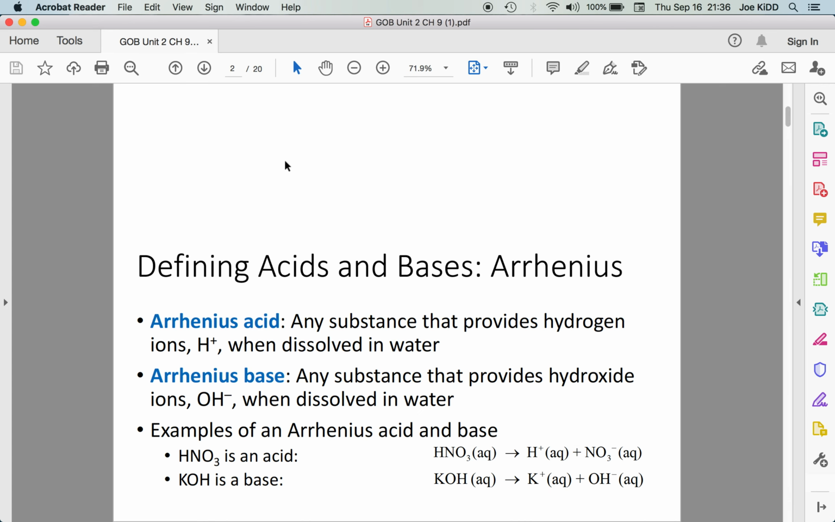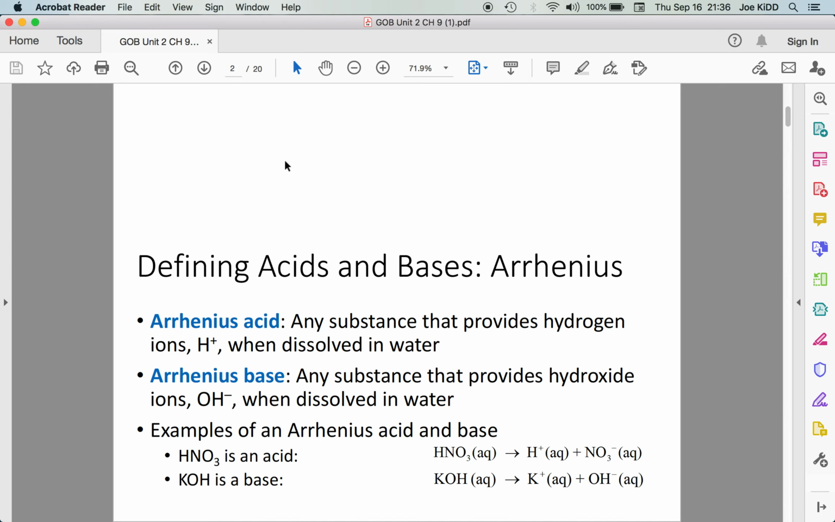So today we will be going over some of the basics for defining acids and bases, where we use them, how we solve for pH, and also some nomenclature just to review.